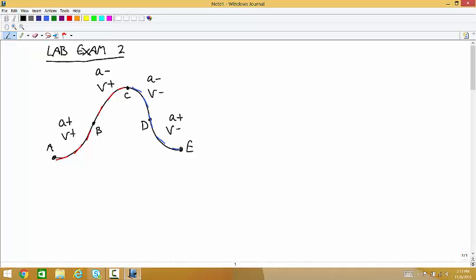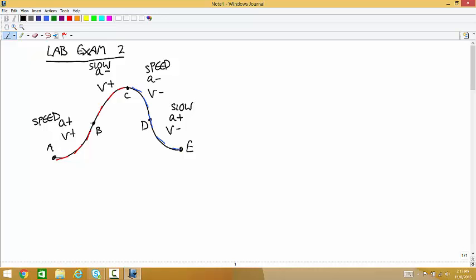And then the last thing you have to do is figure out whether it's speeding up or slowing down. You can do that just based on looking at these two values on each interval. If they have the same sign, it's speeding up. If they have opposite signs, it's slowing down. So from A to B, it's speeding up. From B to C, it's slowing down. From C to D, same sign, so that's speeding up again. And D to E, it's slowing down again.